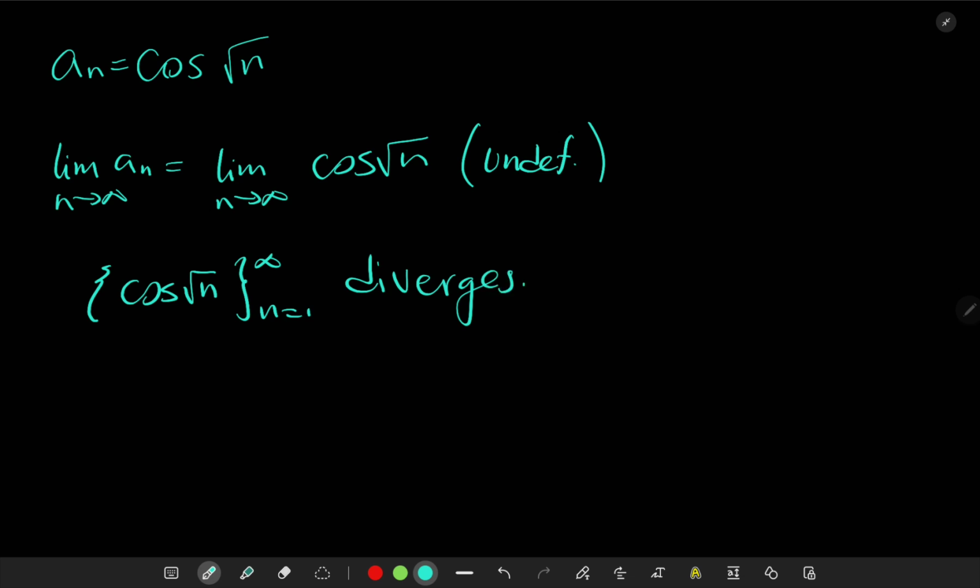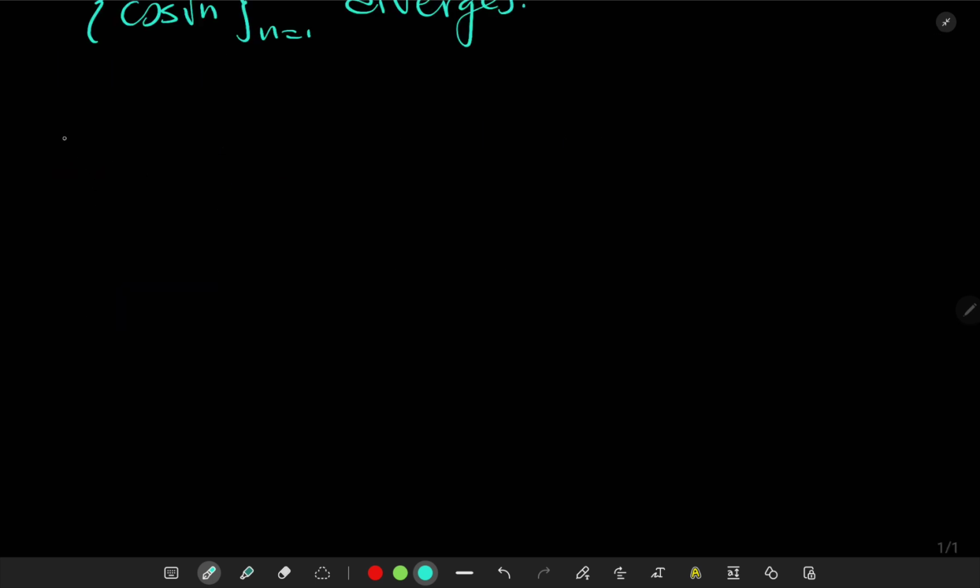Things can also go out to infinity as well. That's another possibility. Let's take a look at an example like that. So let's see, for example, a_n being the natural log of 1 over n.